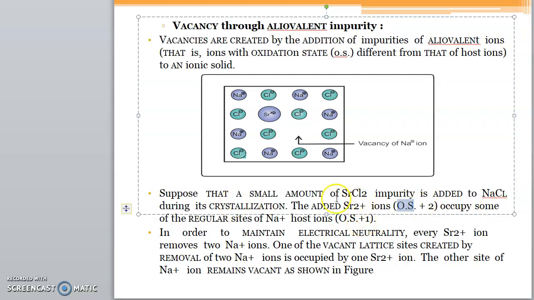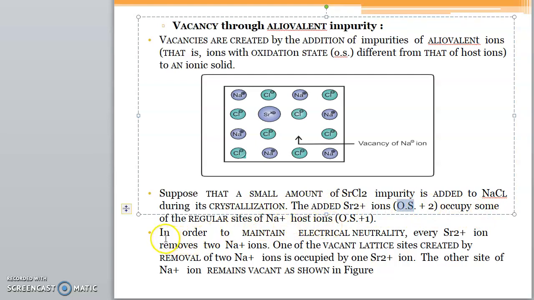Okay, so suppose a small amount of strontium chloride, as you can see over here where my cursor is, Sr2 plus. Now Sr2 plus, 2 plus is the oxidation state and Na plus is plus 1. That's why the oxidation state is different. Suppose that a small amount of strontium chloride impurity is added to sodium chloride during its crystallization. The added Sr2 plus ion, remember SrCl2, strontium chloride, its oxidation state is Sr2 plus. The added Sr2 plus ions occupy some of the regular sites of Na plus host ions.